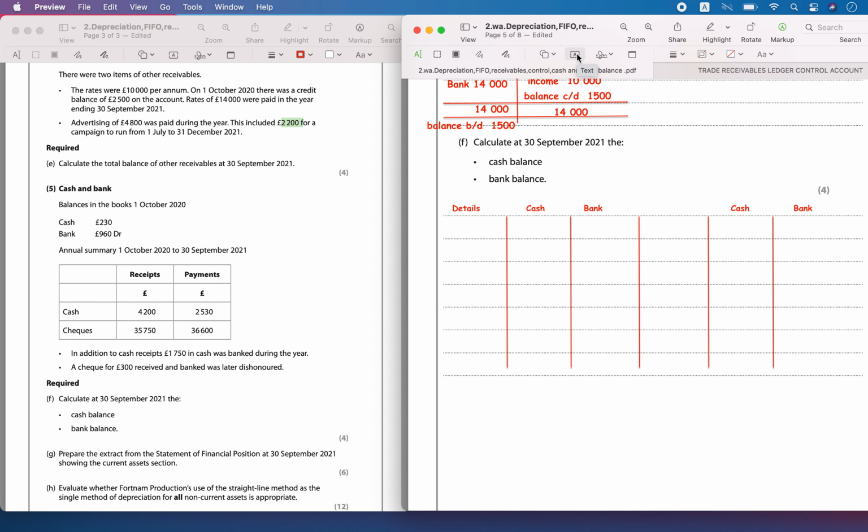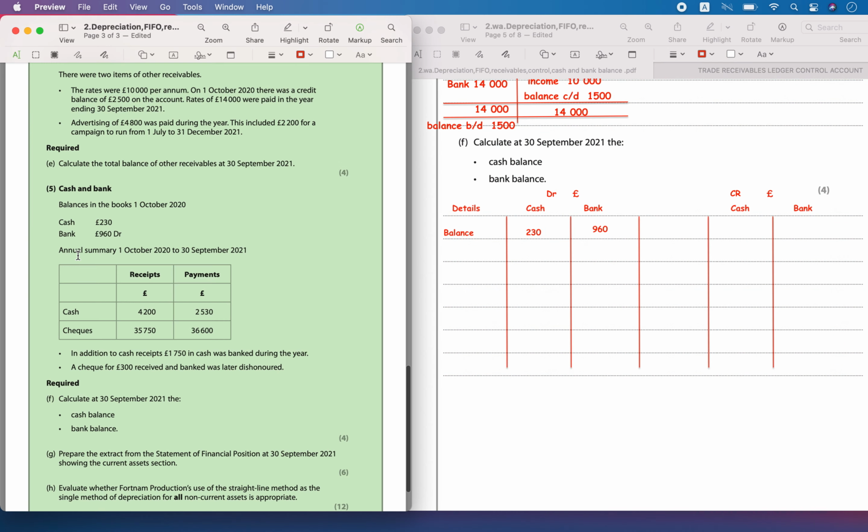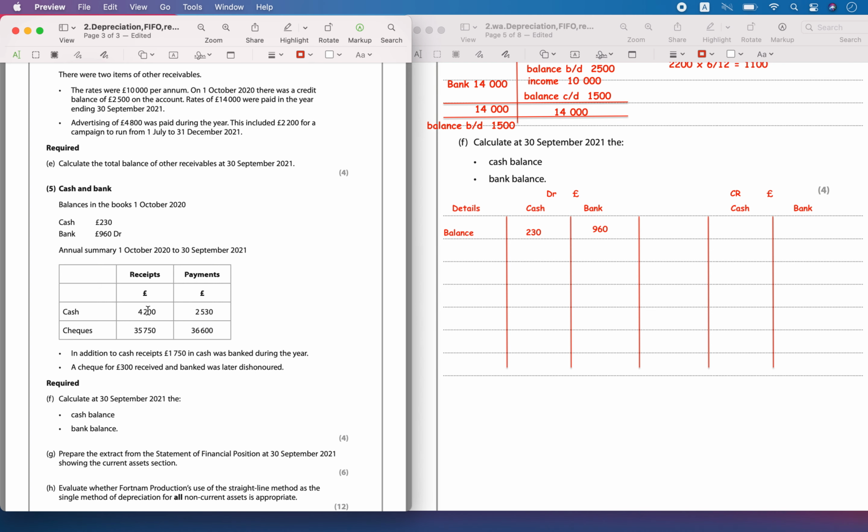So let's prepare here. It was 230 debit. It was 960 debit. For both of them it was debit. Then it says that the annual summary from 1st October to 30th September 2021 is given. The cash receipts were 4,200 and payments were this much. So what came into the bank? 4,200 in cash and 35,750 in bank came in.